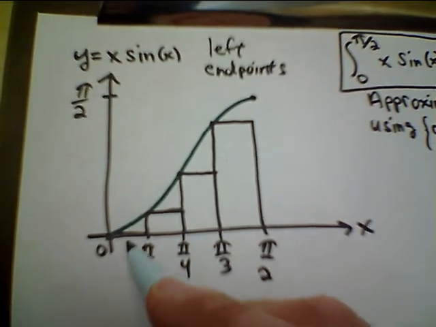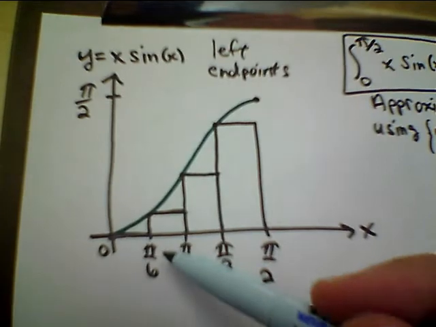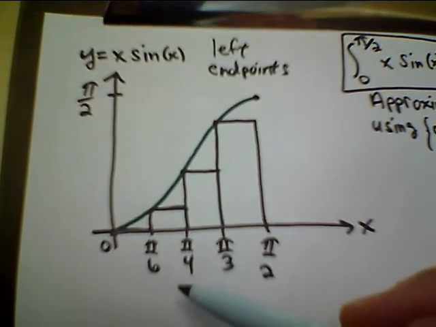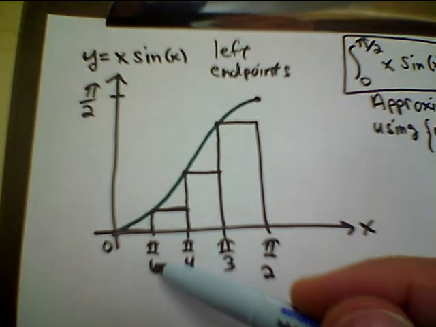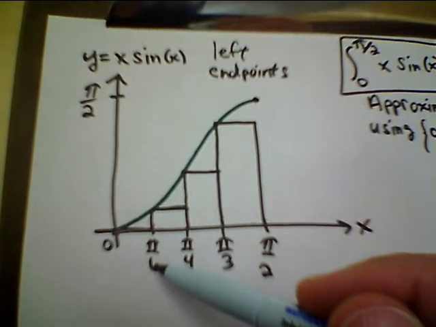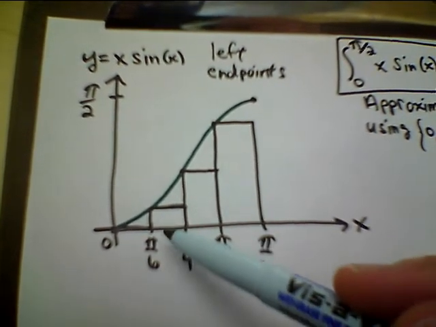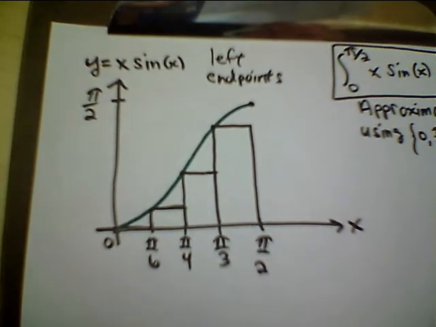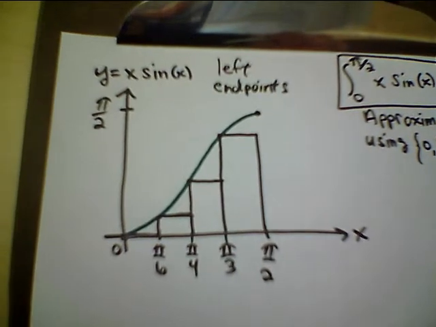Now notice in this case, clearly that's pi over 6. But the width of this rectangle is not pi over 6. Instead, it's pi over 4 minus pi over 6, which is not pi over 6. So the bases of these rectangles are not uniform. They're not the same.